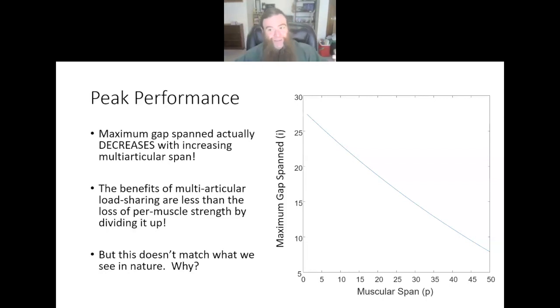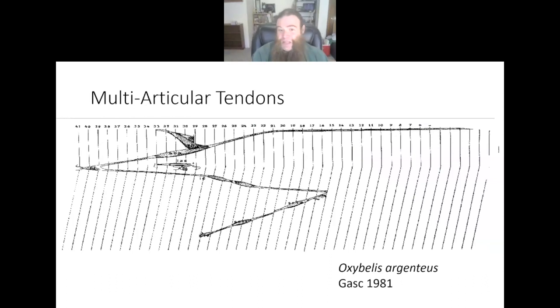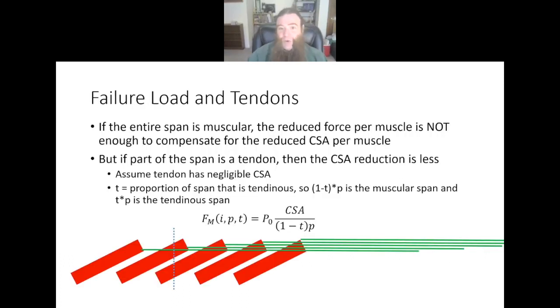So you're getting this benefit, but it's not enough to offset your losses. But this doesn't match up with what we see in nature. In nature, highly arboreal species have really long multi-articular spans and really amazing cantilevering ability to cross gaps. And the issue is tendons. So many of these species have extremely long tendons with a relatively constant amount of cross-sectional area for these. And so if you use a tendon, well, now you can have your cake and eat it too.